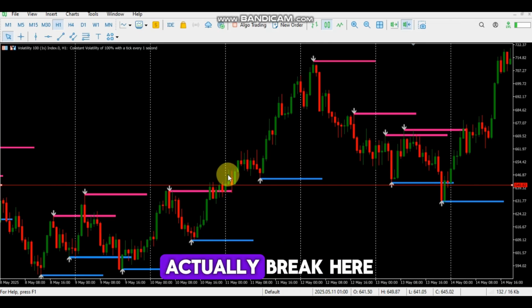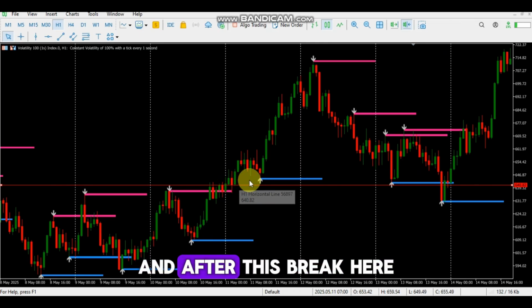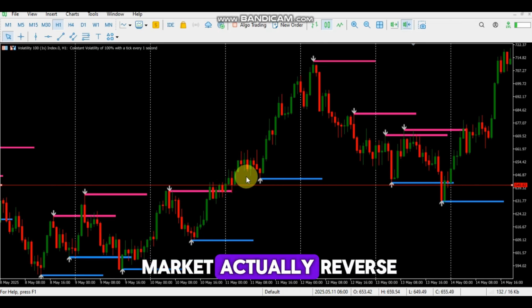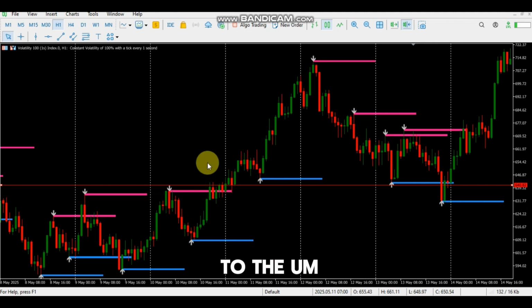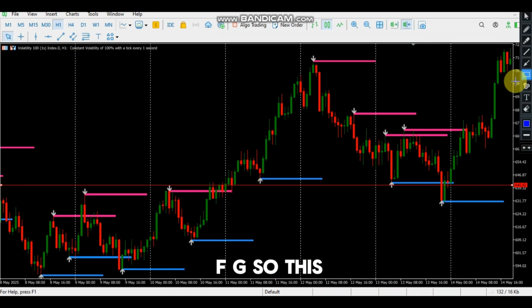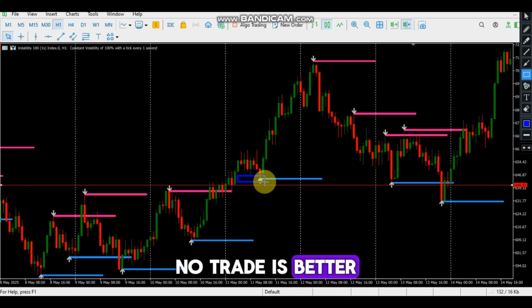Can you see it actually broke here, and after this break, the market actually reversed back to this place, to the FVG in this place. Let me mark the FVG. So this is the FVG here, this is the FVG here. No trade is better than a losing trade. So that's it about the strategy.